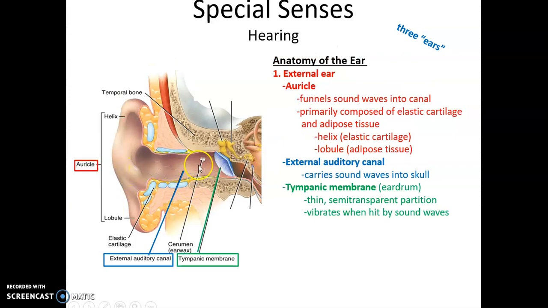That canal is called the external auditory canal, and it'll carry the sound waves down the canal deeper into the head until the sound waves hit a structure called the tympanic membrane. And the tympanic membrane is a thin, semi-transparent partition, and it vibrates when hit by sound waves.